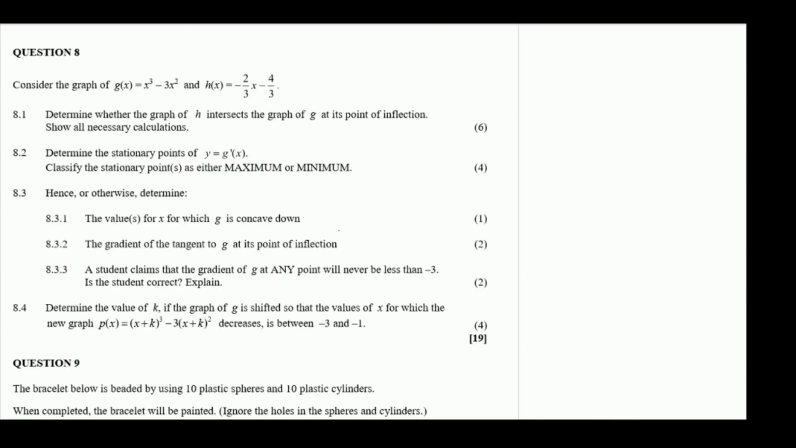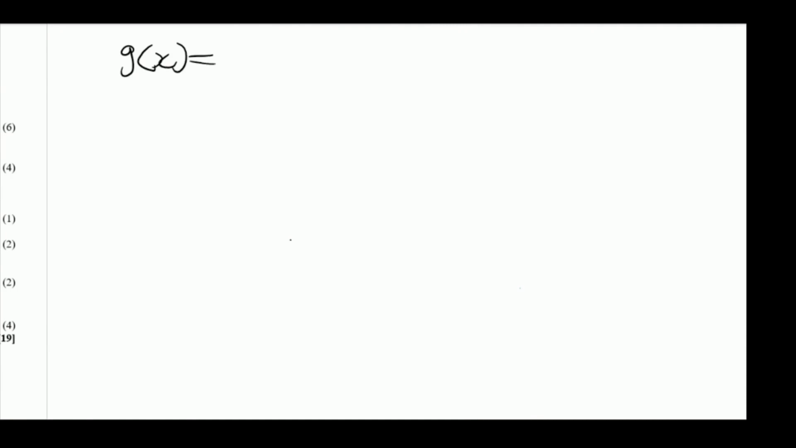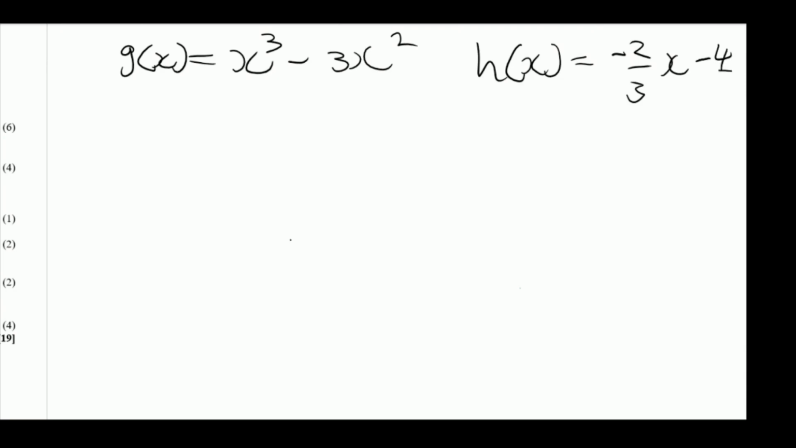In this question here, we are given a graph of g of x and a graph of h of x. So in 8.1, we are asked to determine whether the graph of h intersects the graph of g at its point of inflection. Show all necessary calculations. So the first thing we're going to do here, we're going to write the equations of our graphs. So the graph of g of x is equals to x cubed minus 3x squared, and the graph of h of x is equals to minus 2 over 3x minus 4 over 3.